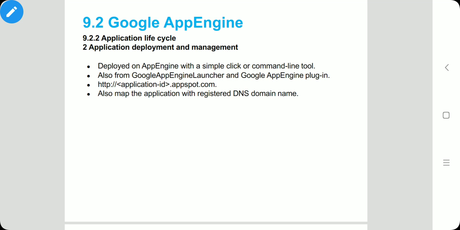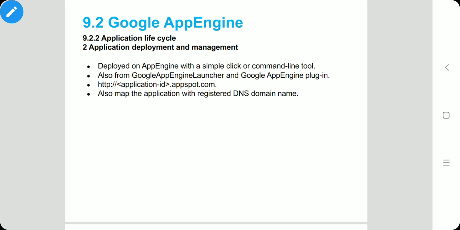So, once the application has been developed and tested, it can be deployed on AppEngine with a simple click or command line tool. Okay. So, before performing such task, it is necessary to create an application identifier. So, this application identifier will be used to locate the application from the web browser by typing the address as http application id appspot.com.